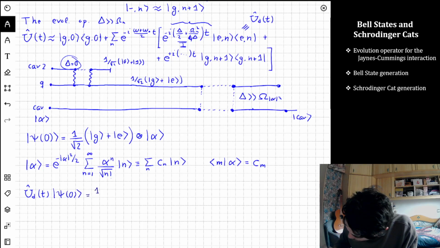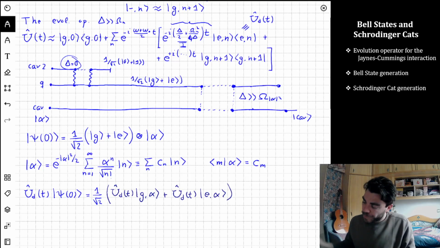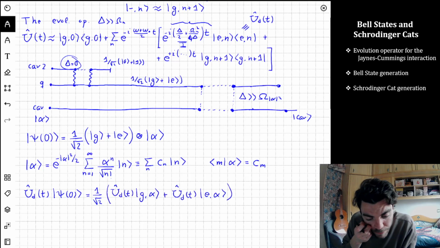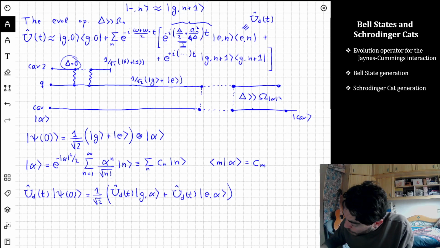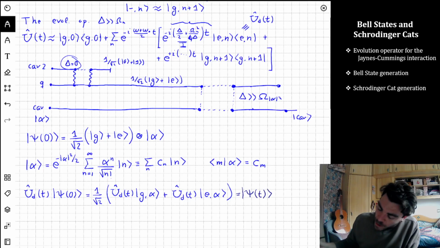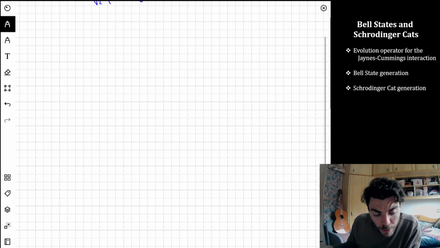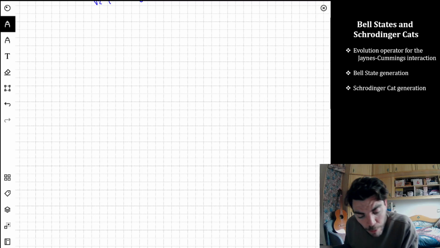And well, this is just 1 over square root 2. Now we apply the operator U_D of t to the state g, alpha, plus the same thing, U_D of t applied to the excited state, alpha. Okay, so what is the state at the end? Well, this of course is psi of t, just by definition of the evolution operator. And now what we get is the following.